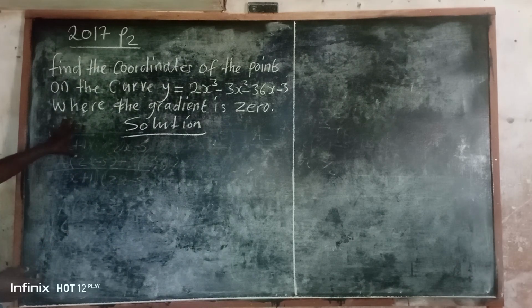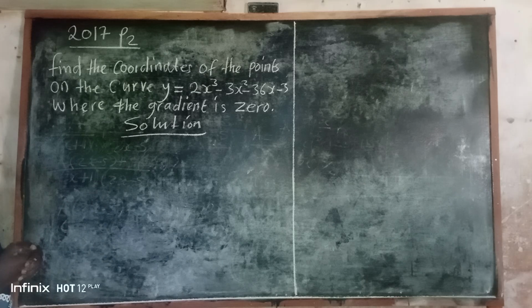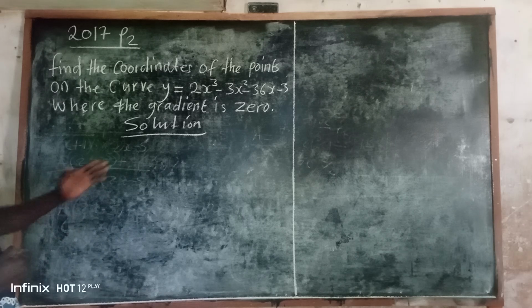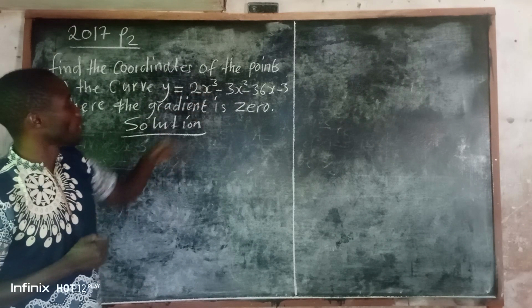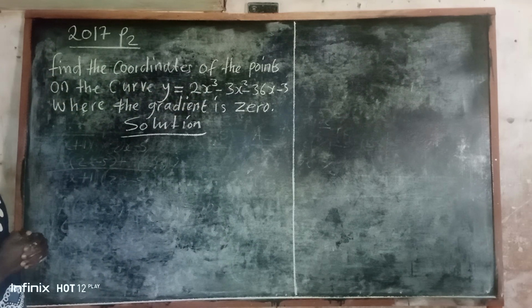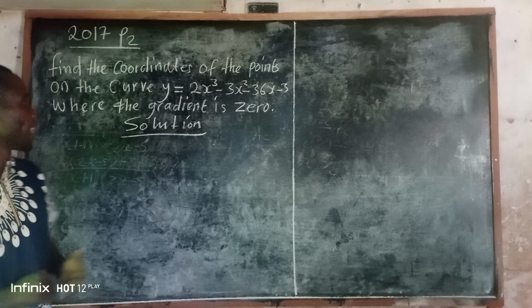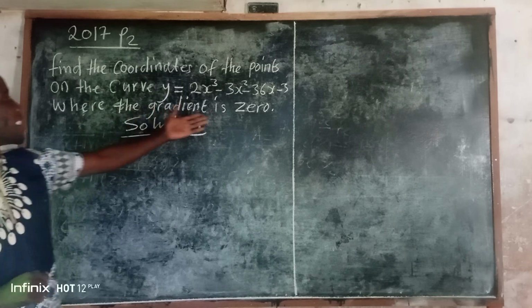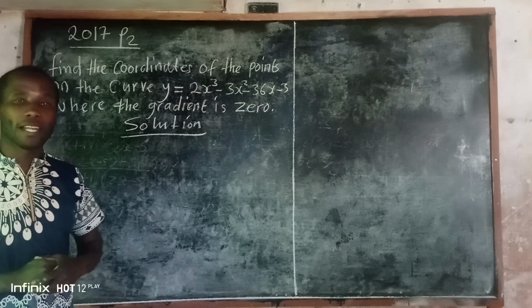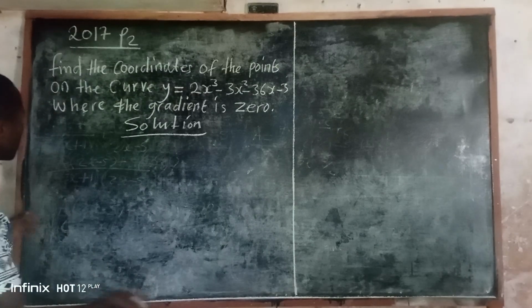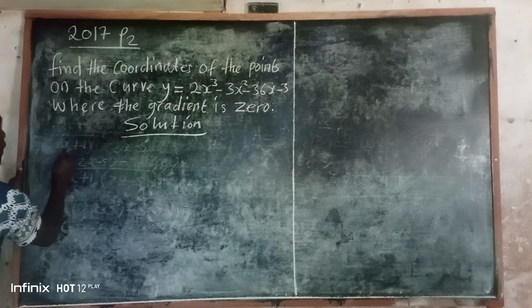So here they are saying we need to look for the coordinates of the points of this curve. So the first thing that we are going to do is find the gradient of the curve which we have there. Then that gradient we need to equate to 0, because they are saying where the gradient is 0. Now how do we find the gradient of the curve? The gradient of the curve is found like this.